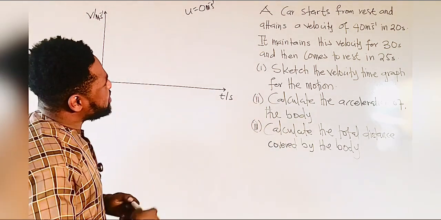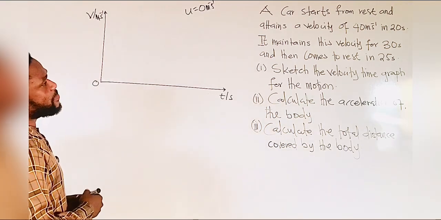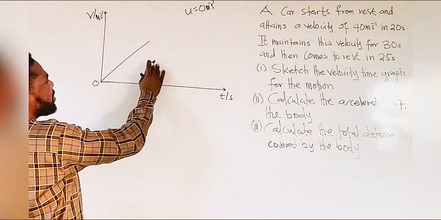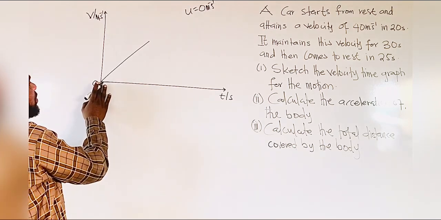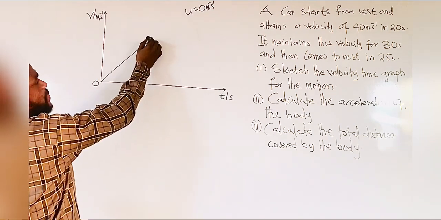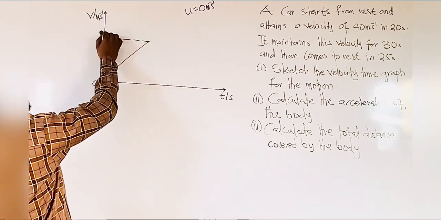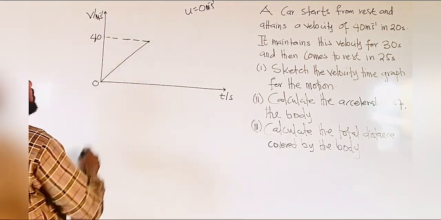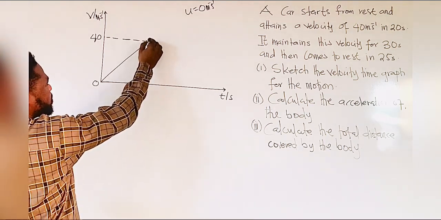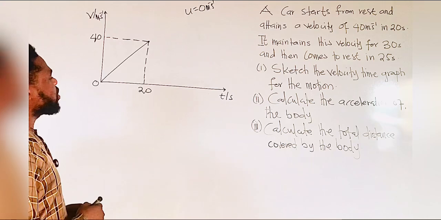So let us look at the question again. A car starts from rest and attains a velocity of 40 meters per second. So we step here, then we go like this. The car accelerates from the velocity here, which is 0, with a maximum speed of 40 meters per second. So here we trace our maximum speed, which will be 40 meters per second in 20 seconds. So we drop it down to have our time, which will be what?